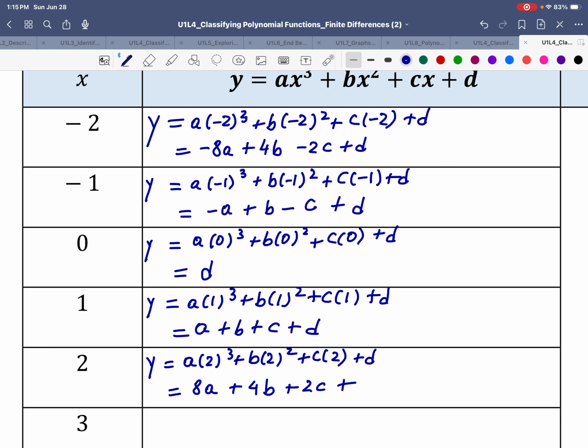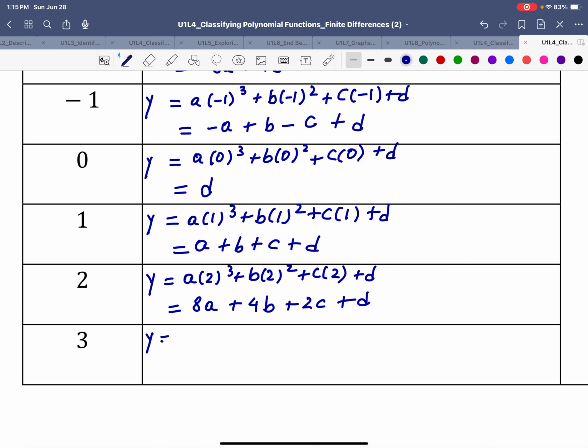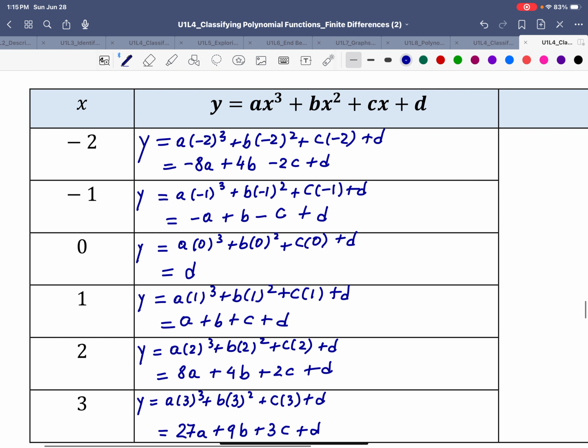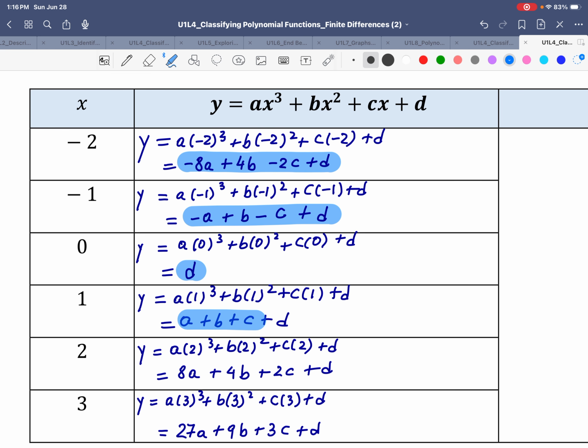So this would be the simplified form of y, and now we have x equals 3, we have a 3 to the power of 3, b 3 to the power of 2, c times 3 plus d. And the simplified form of it will be 27a and 9b and 3c and then plus d. So with these y values, which we are going to highlight so it's easier for us to pick them up when we're finding the differences, we will be able to find the first differences.